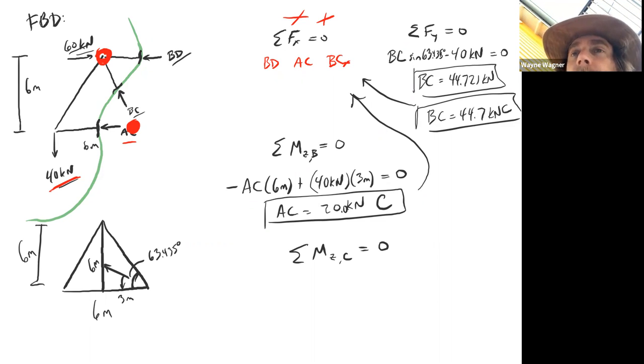Okay, equals 0. Okay, and it looks like we've got 60 kilonewtons, moment arm of 6 meters. Those are going clockwise, that's a negative. Plus BD, that's the same 6 meters. And then we've got that 40, so 40 kilonewtons.